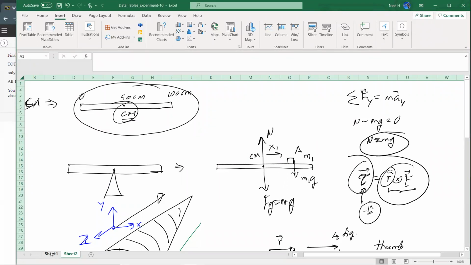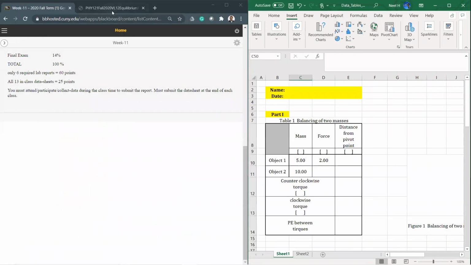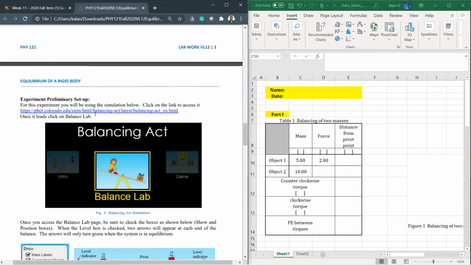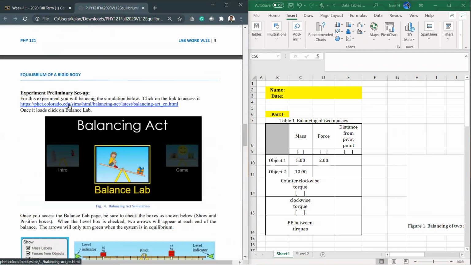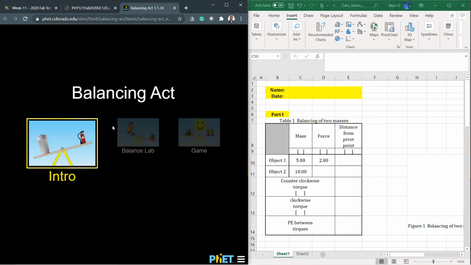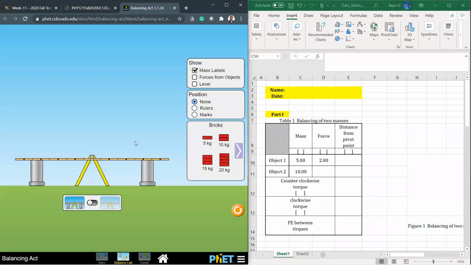All right. So the experiment is very simple. There's no graphing or anything, just simple calculation. You can click the simulator link on page number 4, the PHET simulator link. When you go there, there are 3 different options. Click on the second one called the balance lab.